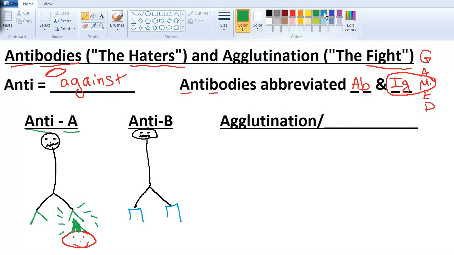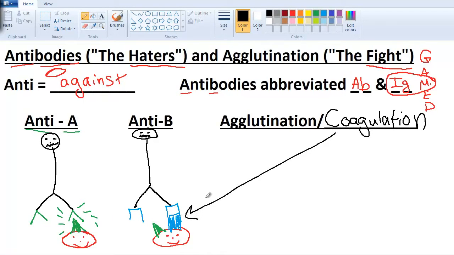Same thing with anti-B. He's at the party and he sees some guy hanging out, and this guy is wearing a B hat, a B antigen, so he hates against it. Even if this guy is wearing the A hat, the A antigen, he's still going to hate him. It's not like he 50% hates him, he totally hates him. So what is this called? This process is called agglutination or coagulation. That's when they start fighting and they start binding and then they start clumping up.